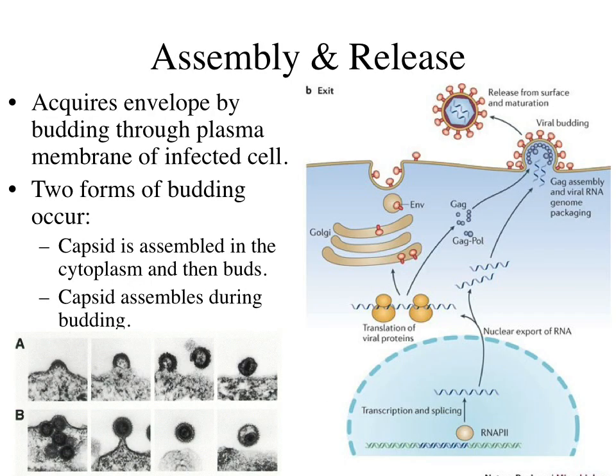Viral exit follows these steps. First, you have transcription by RNA polymerase II, splicing and nuclear export of viral RNA, translation of viral proteins, GAG assembly and RNA packaging, budding from the cell membrane and release from the cell surface, and virus maturation.